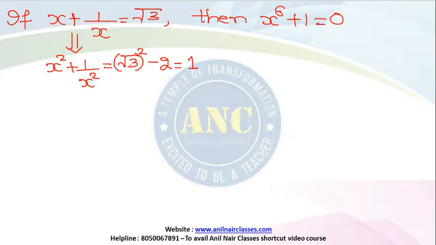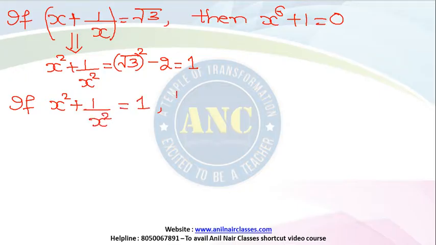That means, can I say like this also? Instead of saying if x plus 1 by x equals root 3, I will say if x square plus 1 by x square equals 1, then also I can say that x power 6 plus 1 will be equal to 0. This is the other way of expressing. Like that you can express in so many ways and get the answer very easily, sir. I hope you are understanding the logic.